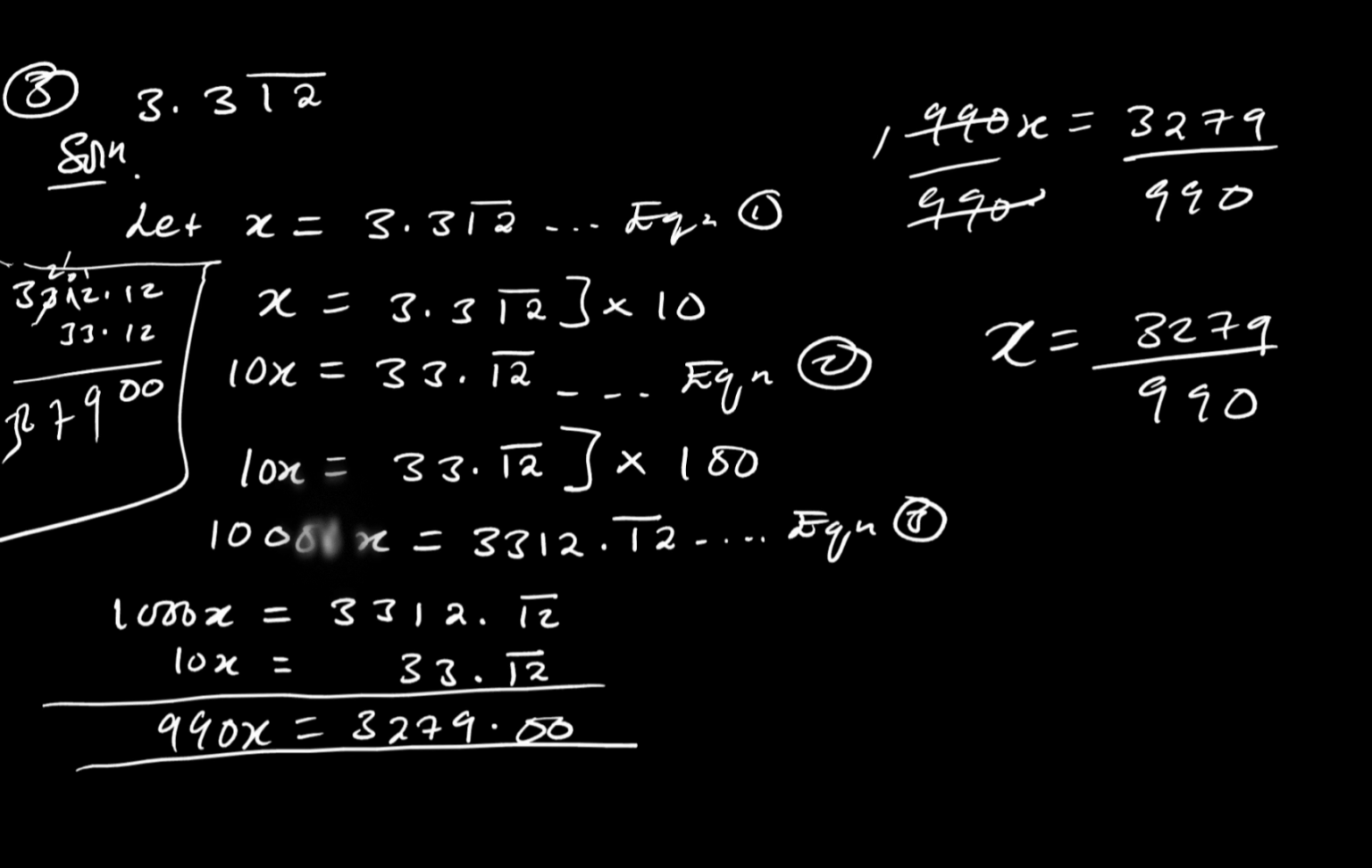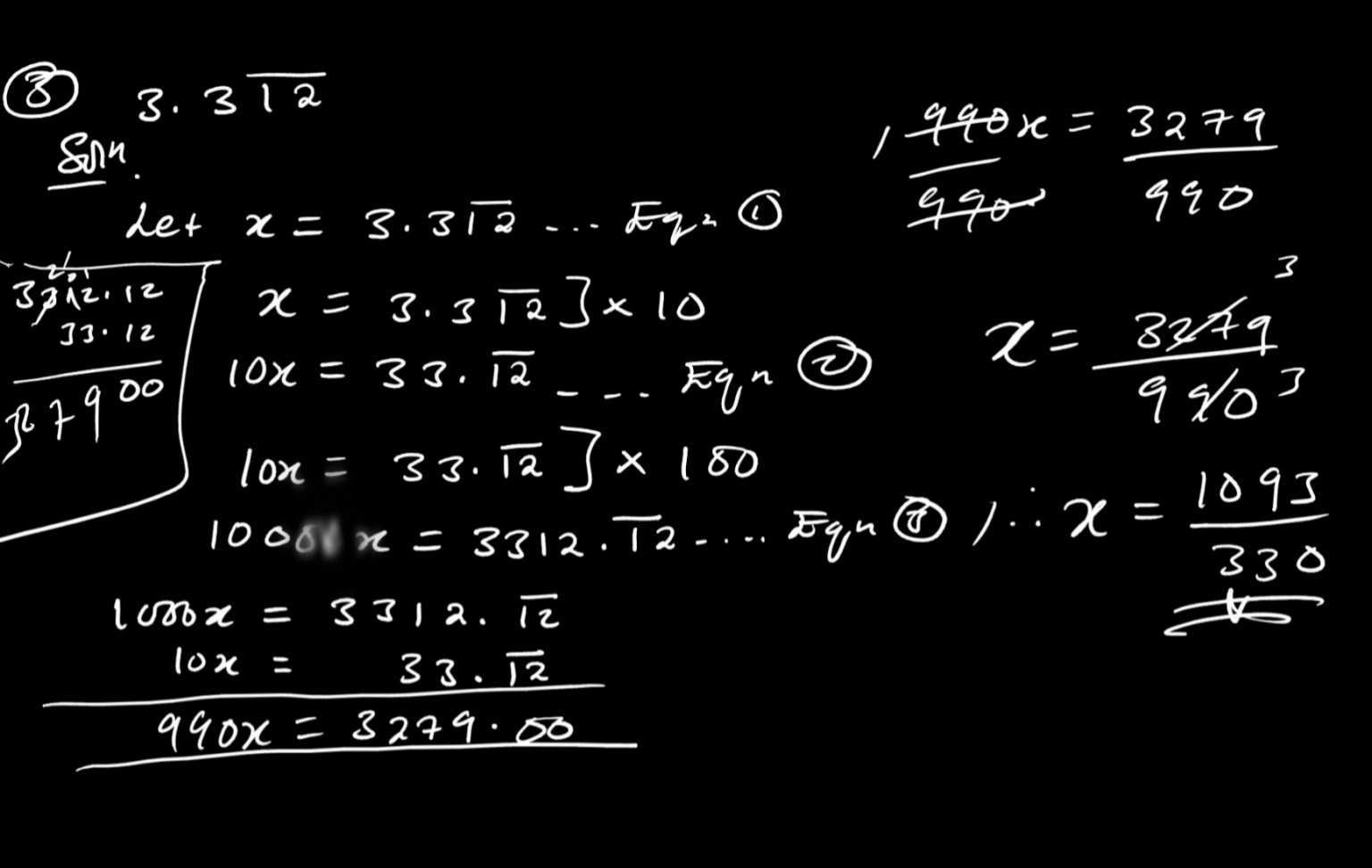Now we can reduce this by looking for a number that can go into these values, which is basically 3. And if 3 goes into these values, you have 1093 over 330 as your value of x. So basically all you have to do is simply just keep on pushing the repeating value over and over again.